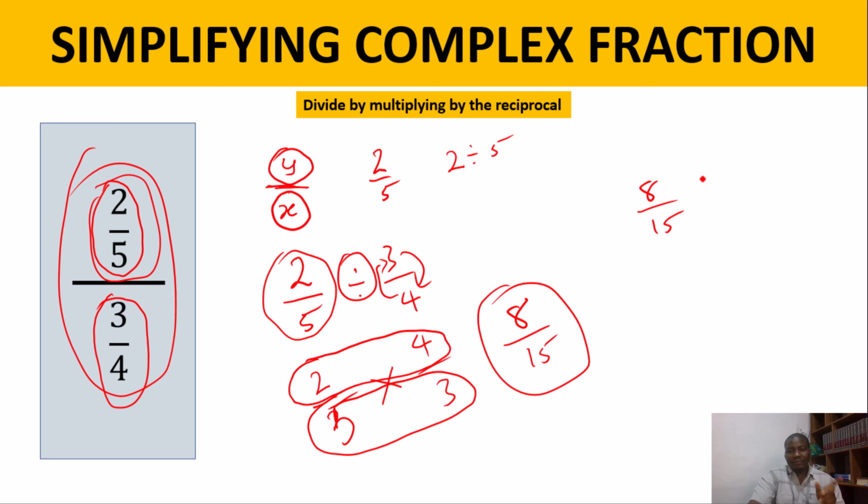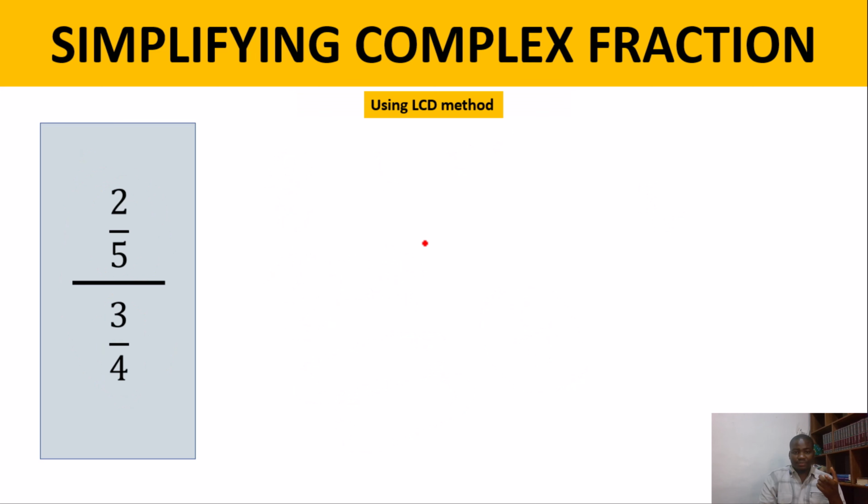Now let's try a different method. This method is called the lowest common denominator. Basically, what we do here is take the idea of the lowest common multiple, or the least common multiple, however you prefer it. So we take that idea here to rewrite a simpler version of the fraction.